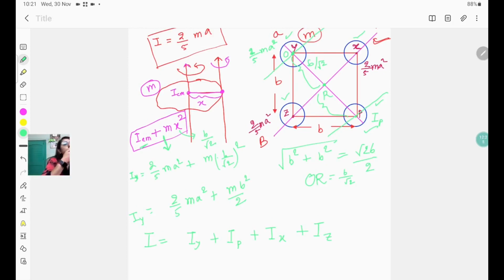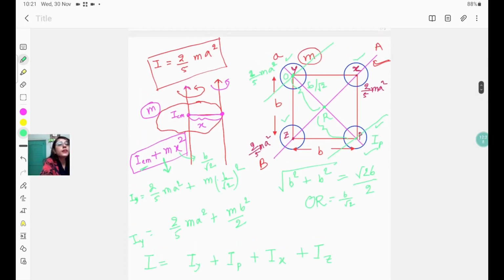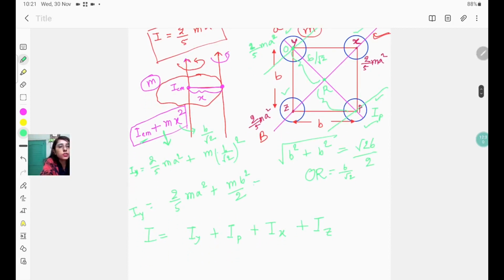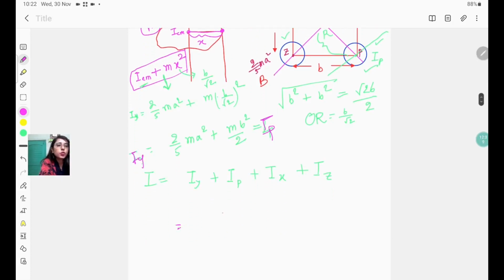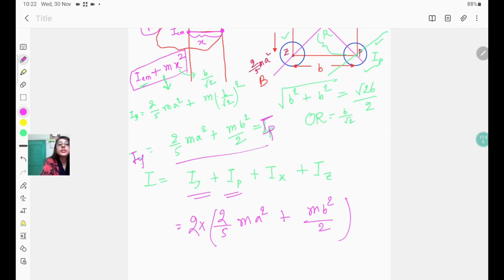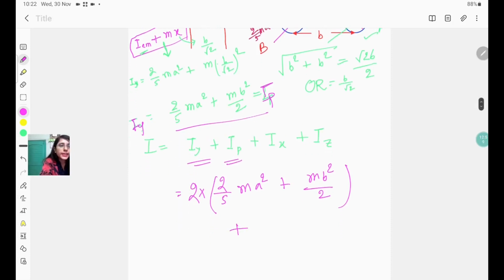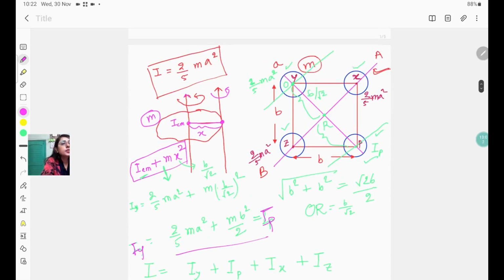And as the moment of inertia of this sphere y and P will be the same, IY is also equal to IP, right? This one is IY and this one is IP, and they are the same. What are they? 2 by 5 ma square plus mb square by 2, and we can just multiply it by 2 because IY and IP have the same value. So we are just multiplying it by 2, plus IX and IZ, this one and this one, both of them have the same value.